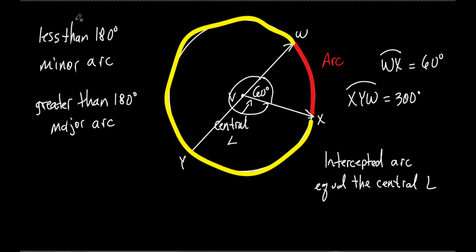What do you think the next thing is going to be? We had less than 180. We got greater than 180. What are we missing? Yeah, equal to 180. So let's do that. So we got a line right here. That would be a diameter, wouldn't it? That WY? Yes?